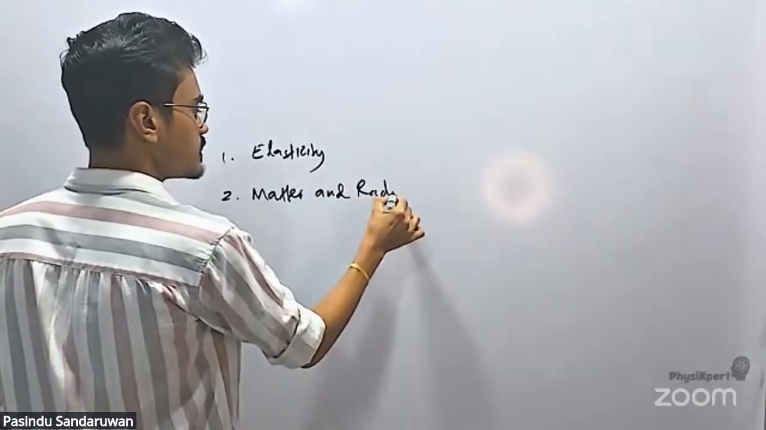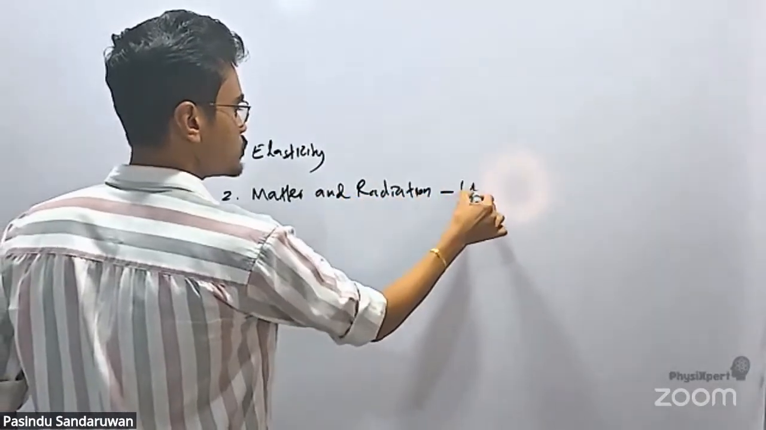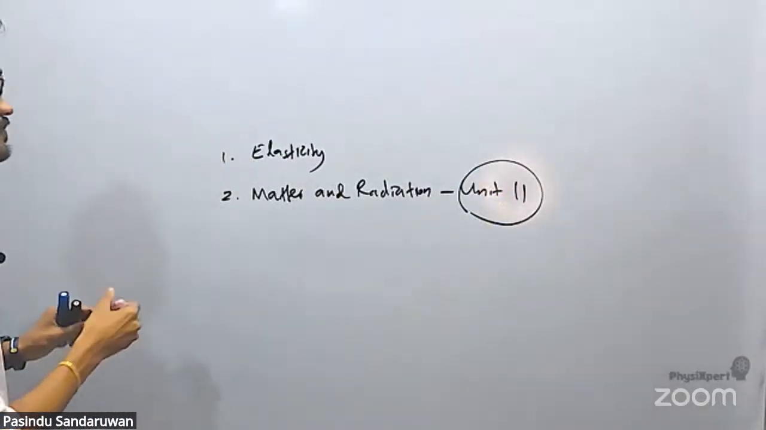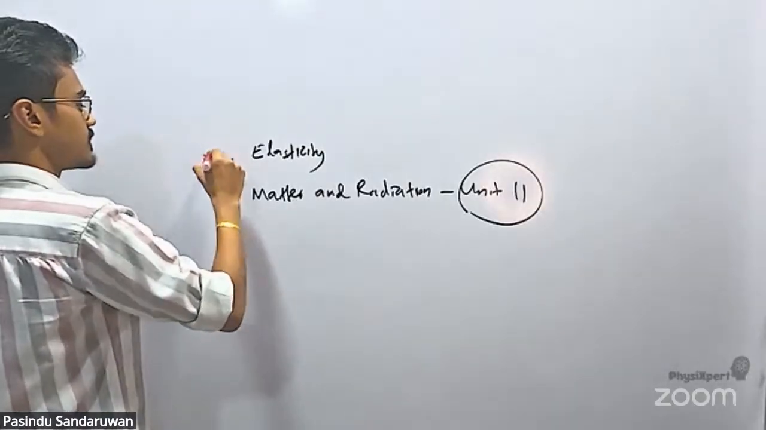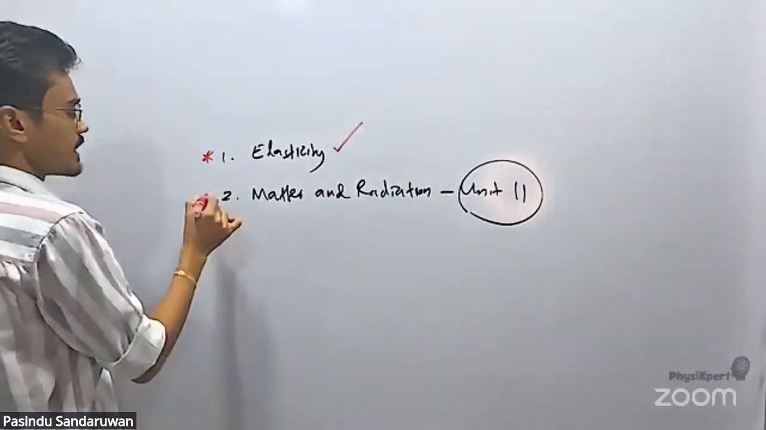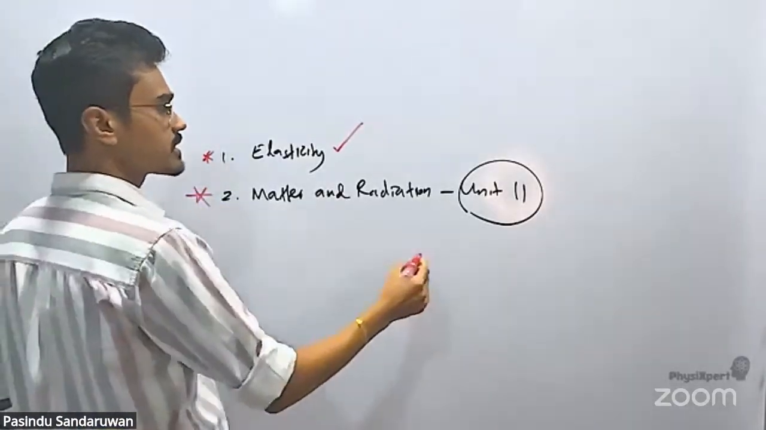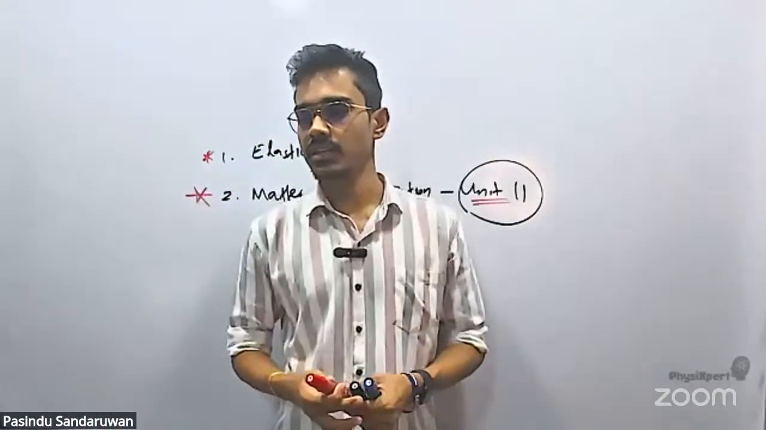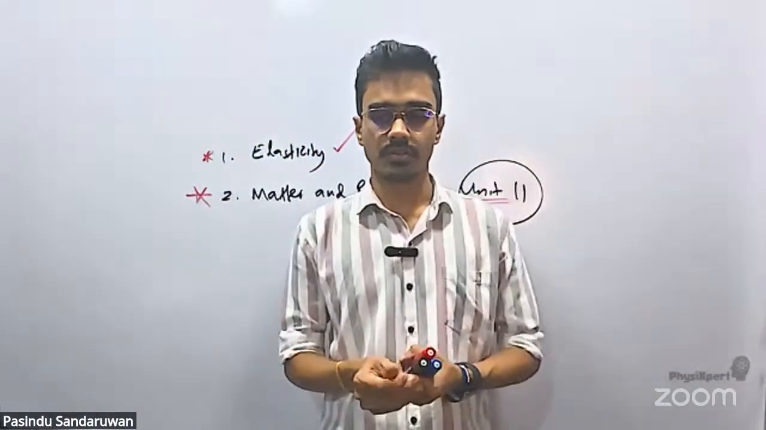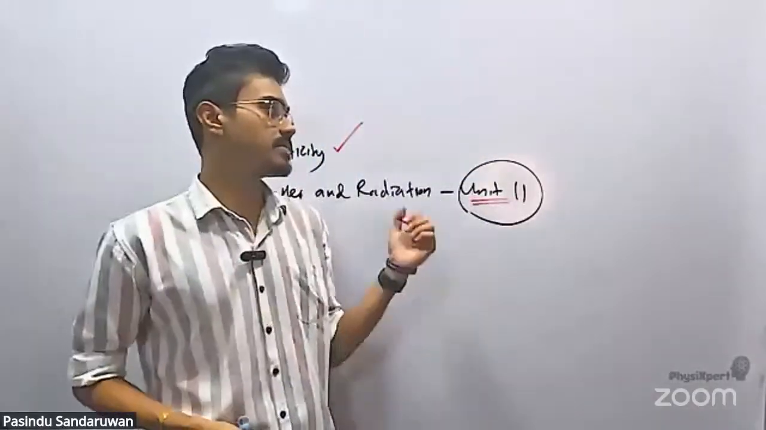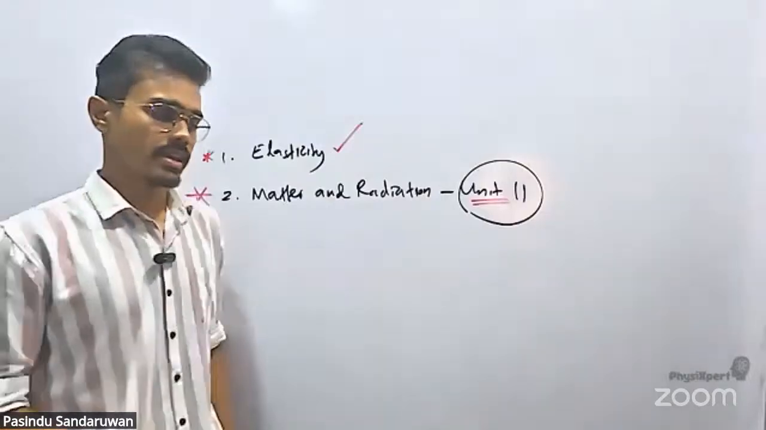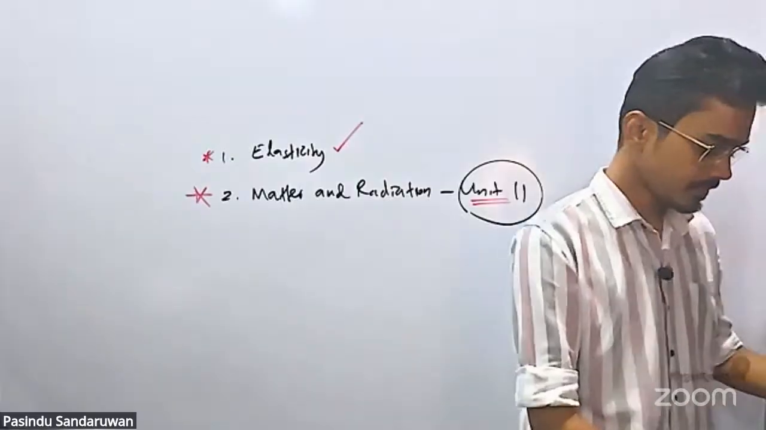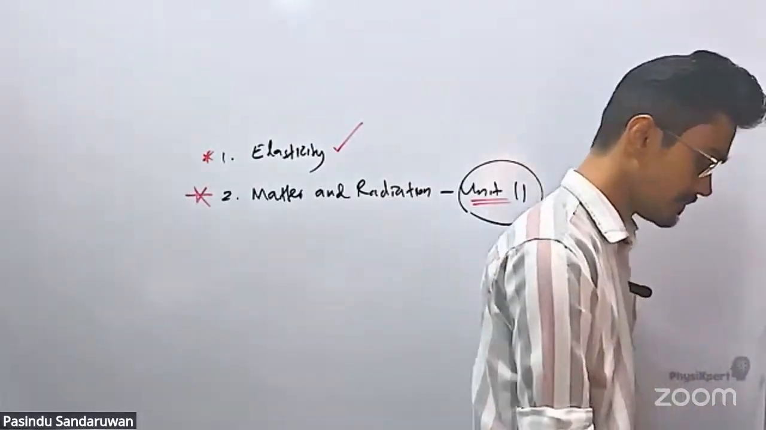Matter and radiation, unit 11. This is a small part, so we'll be starting with this today. And this will be the main lesson to be covered during the month, unit 11, matter and radiation. So that's the monthly plan for February. Okay, so we'll start without further ado. Take down the heading as elasticity.